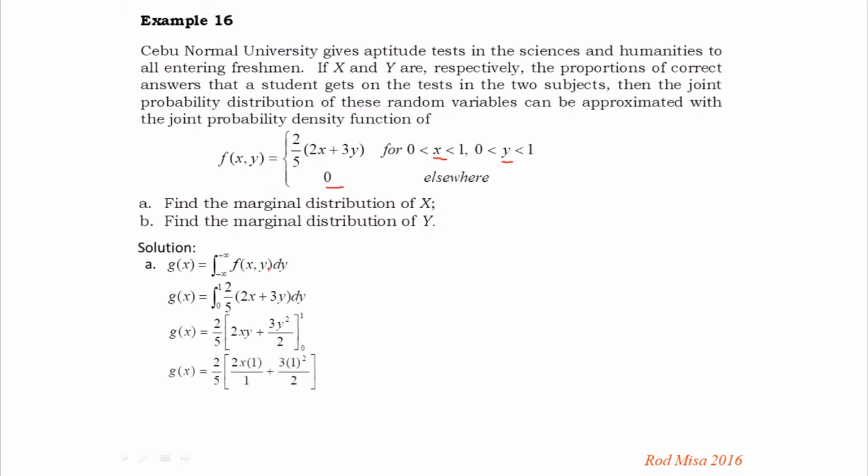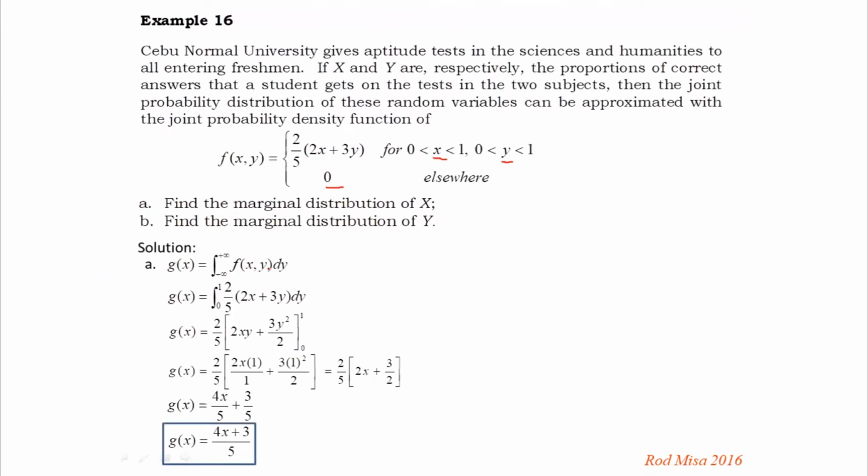So this is 2x times 1 plus 3 times the square of 1 all over 2. And this will be subtracted by the sum when you substitute 0 in the expression. But since all the terms have y's, the result is still 0. So simplifying our expressions, we have 2x plus 3 halves, which will be multiplied to 2/5 here. So our g of x is 4x over 5 plus 3 over 5. So therefore, our g of x is 4x plus 3 over 5.